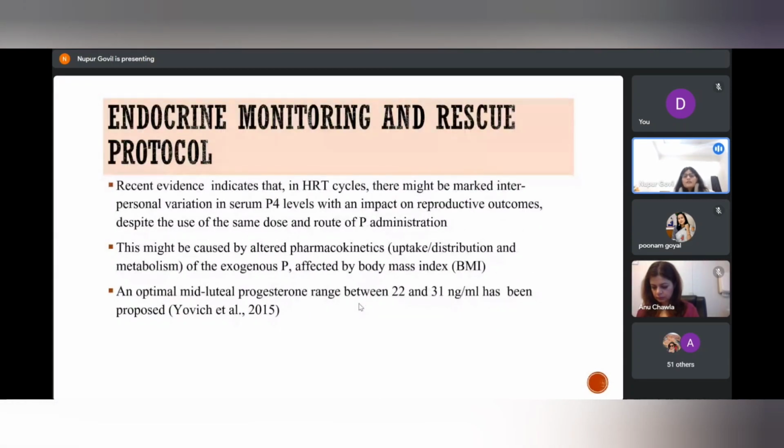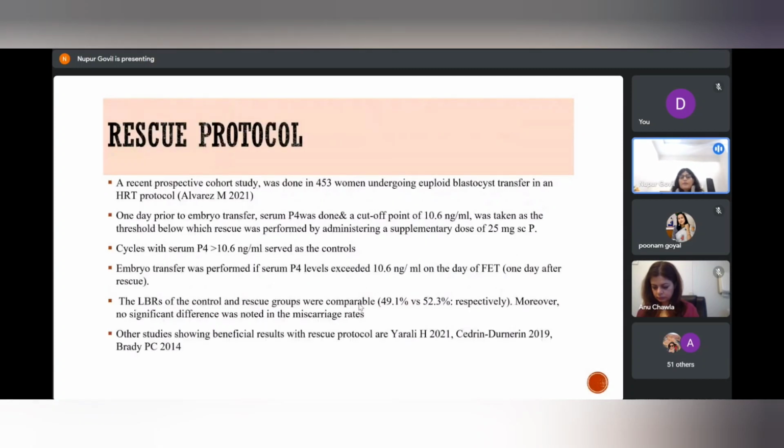So coming to our rescue protocol, many times when we see the progesterone, there is marked variation in the progesterone levels. Many times after giving progesterone, we see that the progesterone levels are not within the optimum range. Recently, in a study by Yovich et al., they suggested that the mid-luteal progesterone should be between 22 to 31 nanogram per ml. So, based on the evidence, a rescue protocol was suggested.